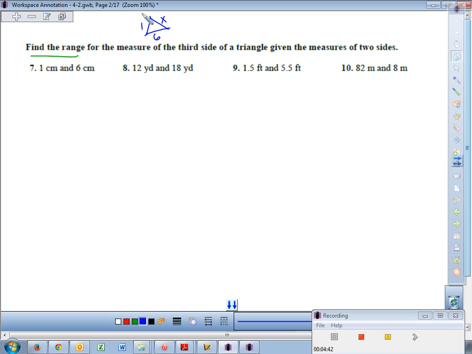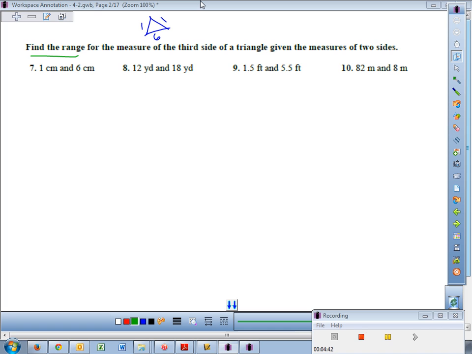Can I put 100 in this spot? If I do put 100 there, what are the two smallest sides? 1 and 6. Do they add together to be greater than that side? 1 plus 6 is greater than 100? Is 7 greater than 100? Is 100 a possibility for this side? Nope. What about, I don't know, 20? Would 20 work for this third side? 1 plus 6 greater than that? No. What about some other numbers?